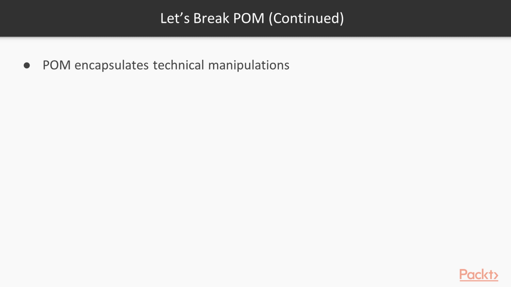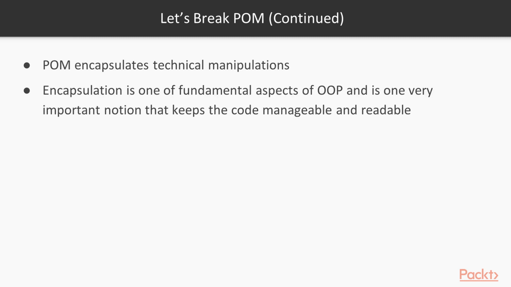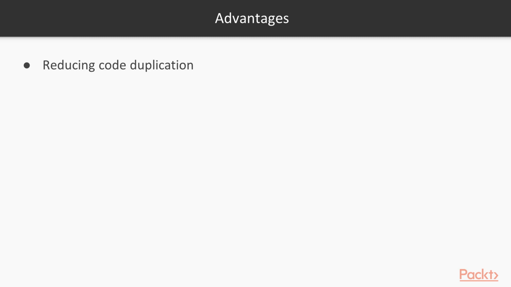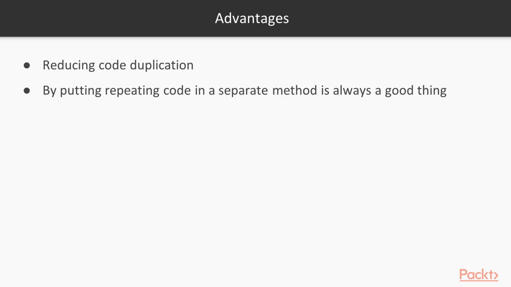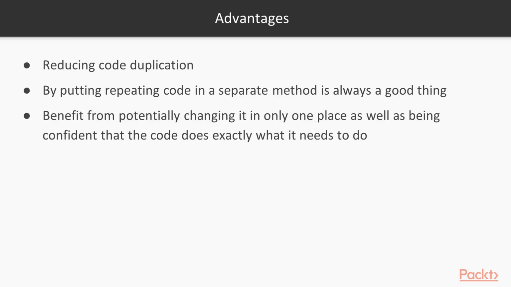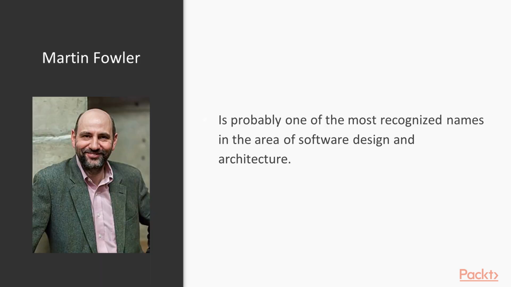And 2. POM encapsulates the technical manipulations. Encapsulation is one of the fundamental aspects of OOP and is one very important notion that keeps your code manageable and readable. Its advantages are numerous, and I have mentioned that quite a few times. Nevertheless, I am not the one to shy away from repetition despite my claims of reducing code duplication. Putting repeating code in a separate method is always a good thing. You would benefit from potentially changing it in only one place, as well as being confident that your code does exactly what you need it to without unexpected variations.